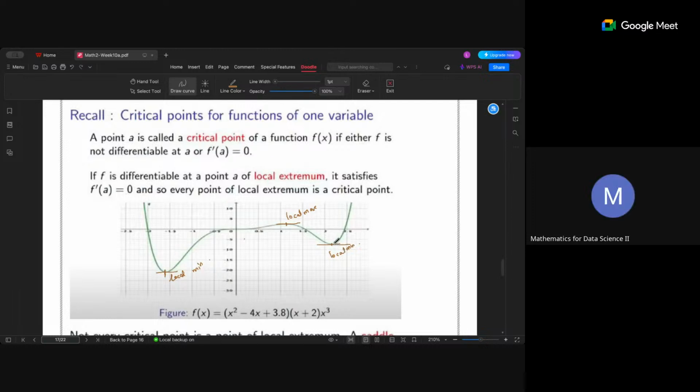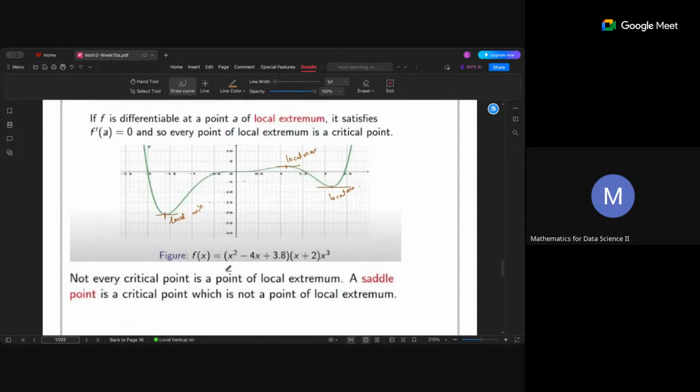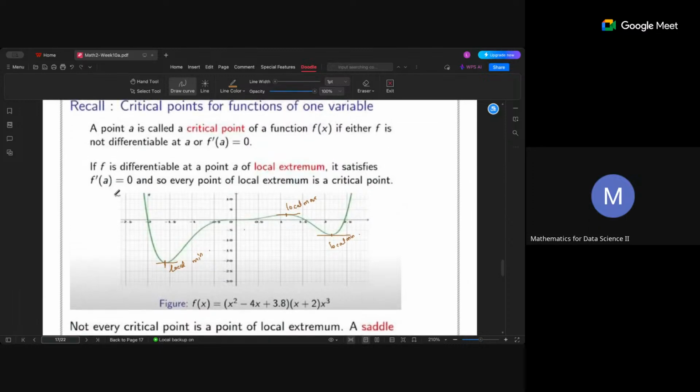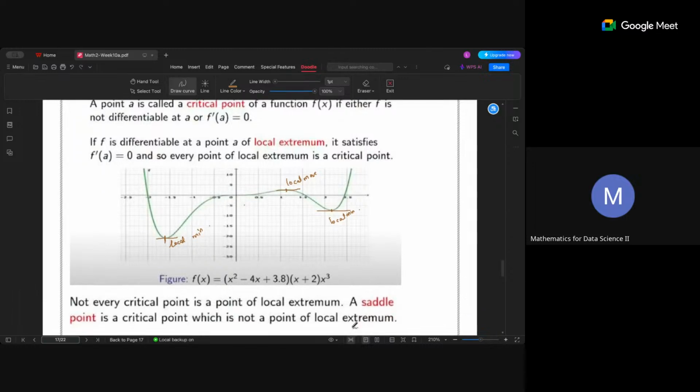Okay. There is another possibility that your f'(a) is 0, but it is neither a local maximum nor a local minimum. Those points are called saddle points. So a saddle point is a critical point which is not a point of local extremum. So your derivative exists and it is equal to 0, but it is not a local extremum. For example, if you consider f(x) equal to x cubed, how does the graph look?